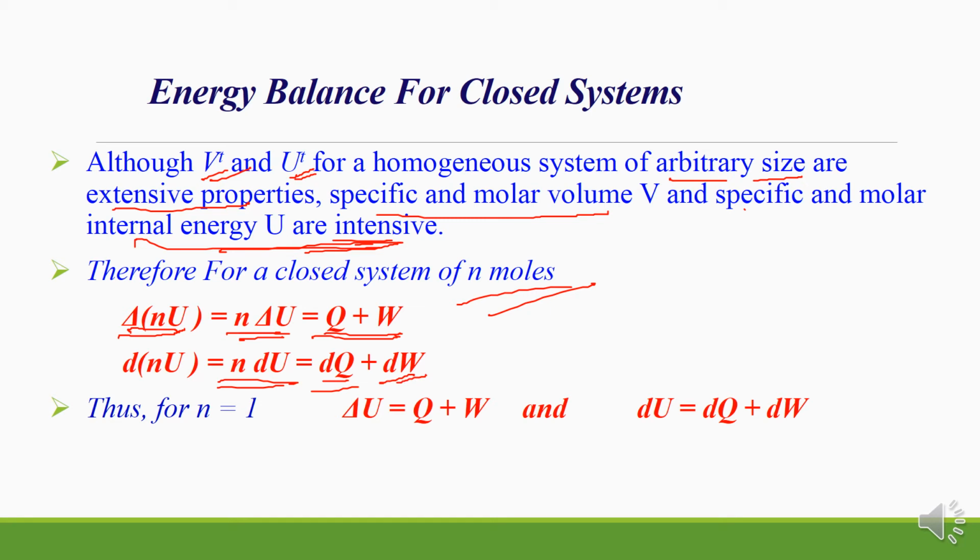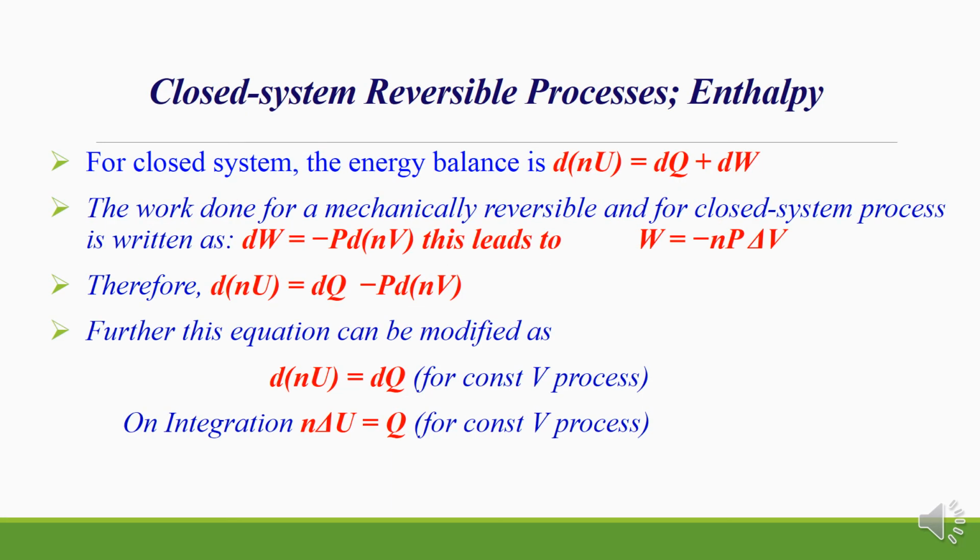And if you consider n equal to 1 here, then it will disappear. So delta U is equal to Q plus W. Remember this equation, many times we are using this. So this equation is necessary, and dU is equal to dQ plus dW. This is in differential form, and this is in finite difference form that you are applying here. So it is equivalent to that, right?